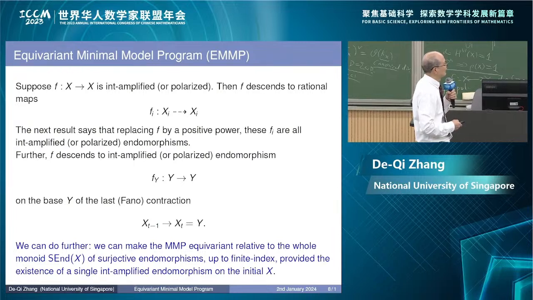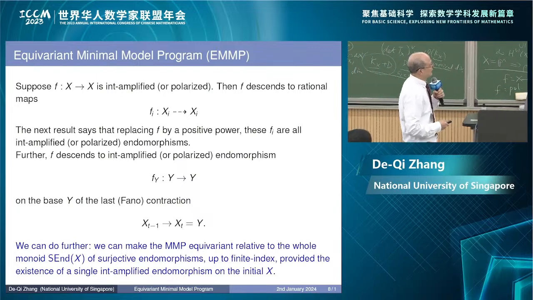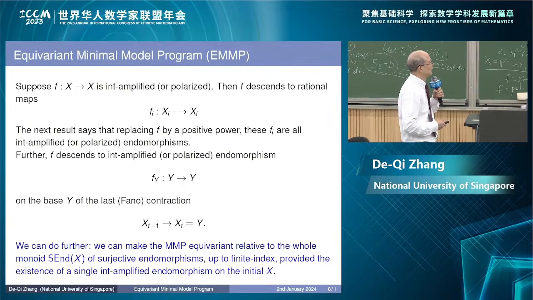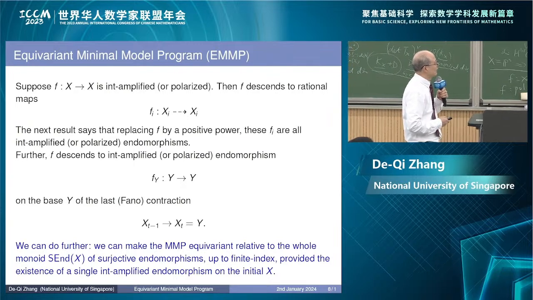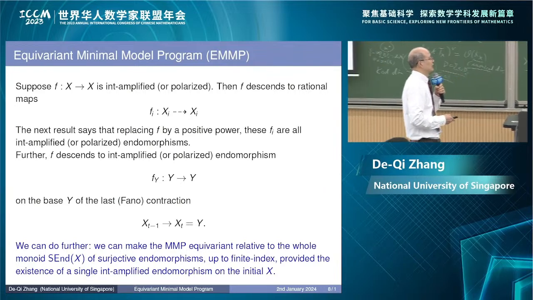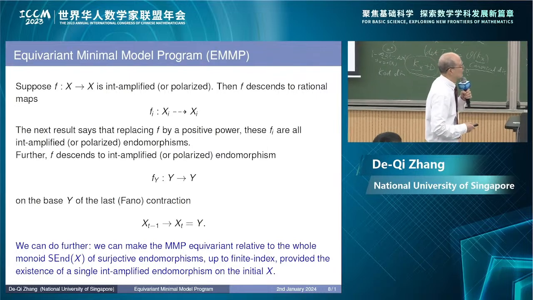But in number theory, people assume it's polarized. That's more than enough. So they say that you can descend this endomorphism to the next object. Remember in the MMP, you start with X, you do a contraction to the next one, X2, and so on. So you can descend the endomorphism F to somewhere downstairs. In general, after descending, the map here is only a rational map or meromorphic map, may not be a regular map.